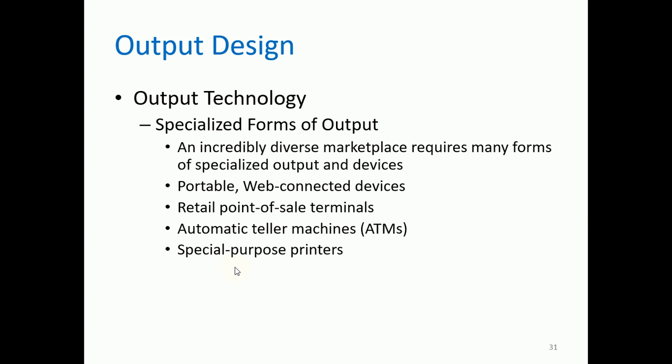And then we also have specialized forms of output. An incredibly diverse marketplace requires many forms of specialized output and devices. So we have portable web-connected devices. Since we're already using smartphones of different sizes, your output design must conform to the screen size of the device that you are using. And then we have retail point of sale terminals. We also have automatic teller machines or ATMs and special purpose printers. For special purpose, for example, we now have the 3D printer.